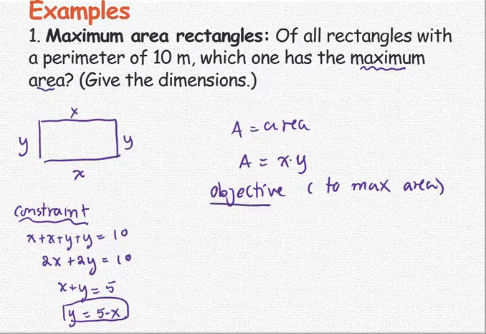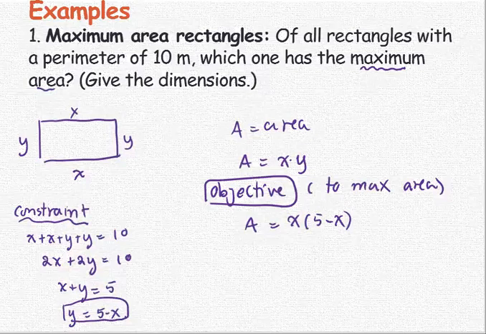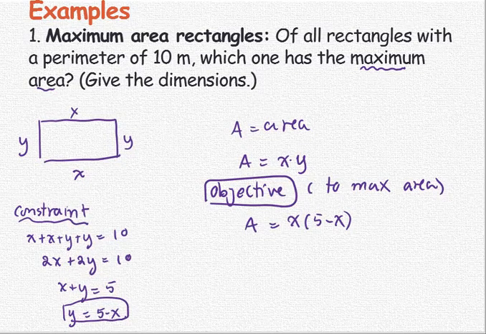Then the area is the function for the objective. As area A equals length times width, or x times y, so we rewrite y in terms of x, then the area becomes x times 5 minus x. And this is the equation that we are going to use to look for the dimensions that give the maximum area. Next, we're going to find the interval of interest from the function A equals x times 5 minus x.